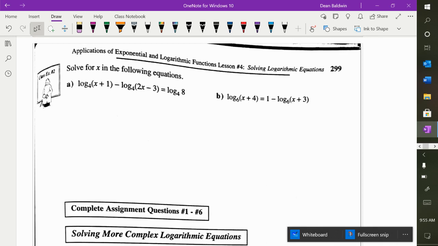Okay. Log base 4 of x plus 1 minus log base 4 of 2x minus 3 equals log base 4 of 8. What do we do? Combine the first two. If you're subtracting, you are dividing. So okay. Now what?